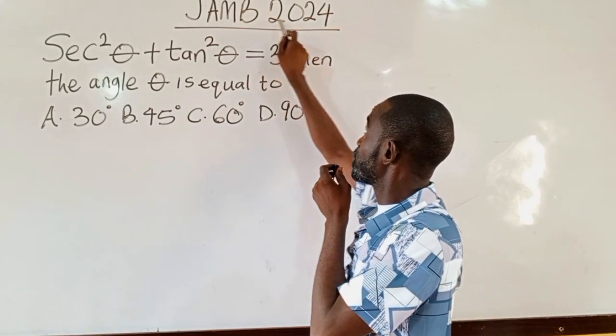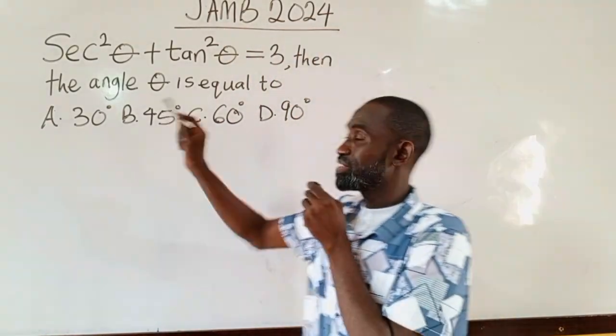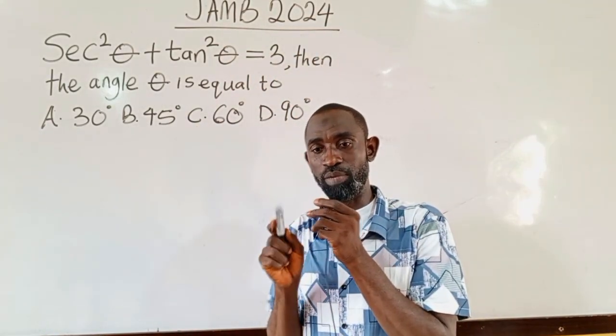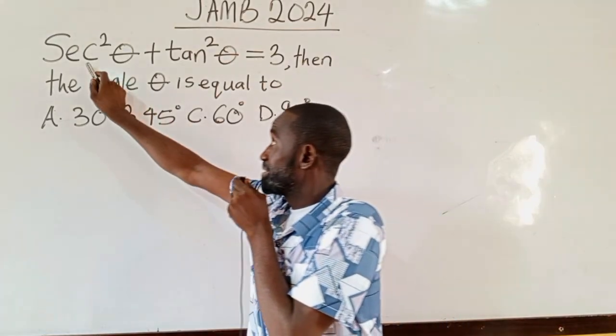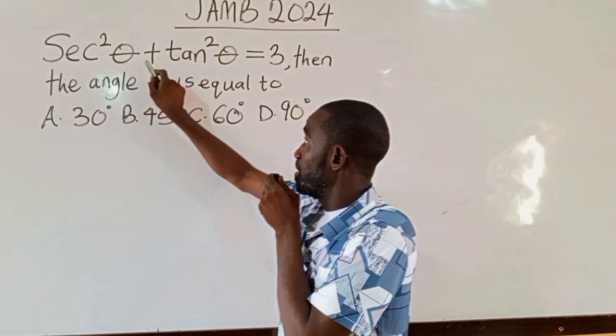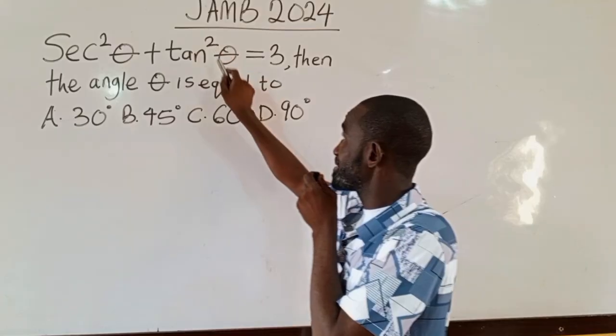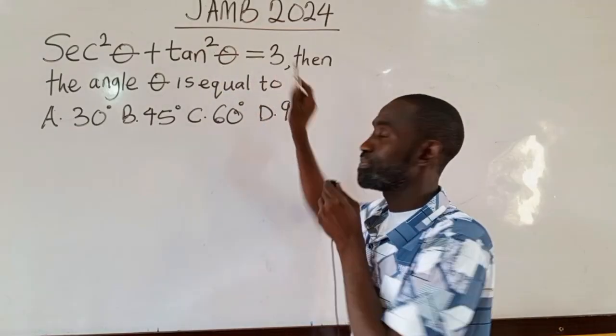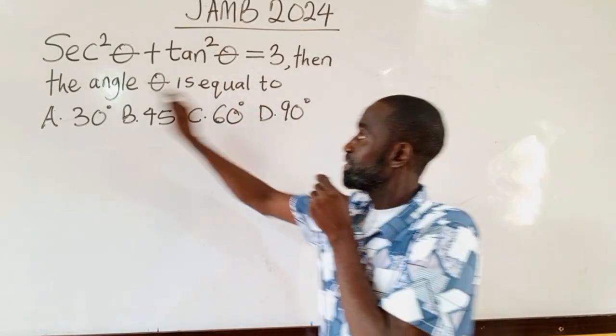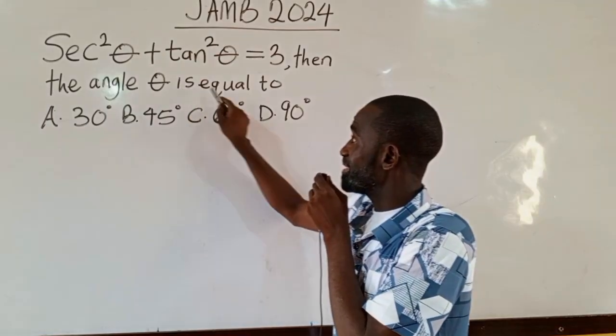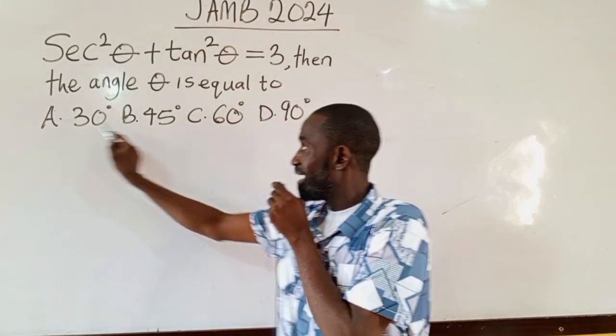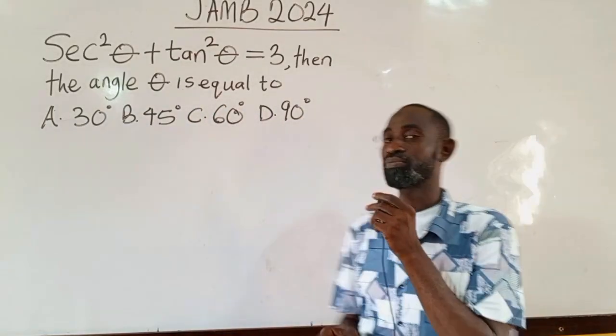JAMB 2024 question. The question is under trigonometry. The question says sec²θ plus tan²θ equals 3. Then the angle theta is equal to, these are the options given.